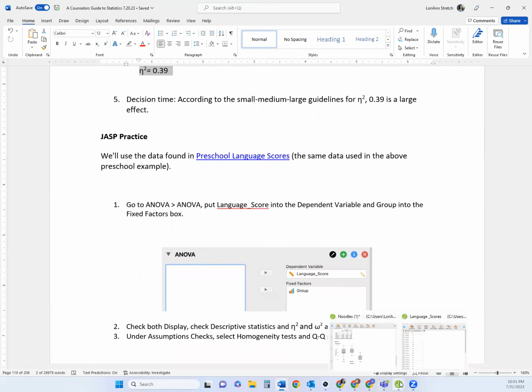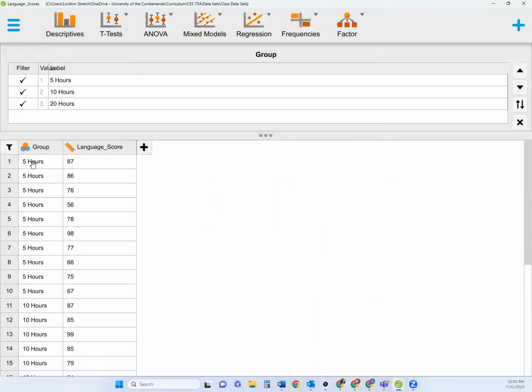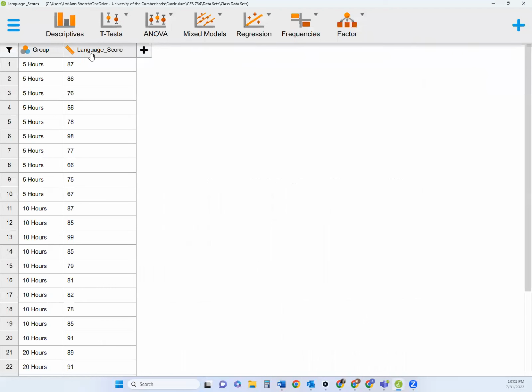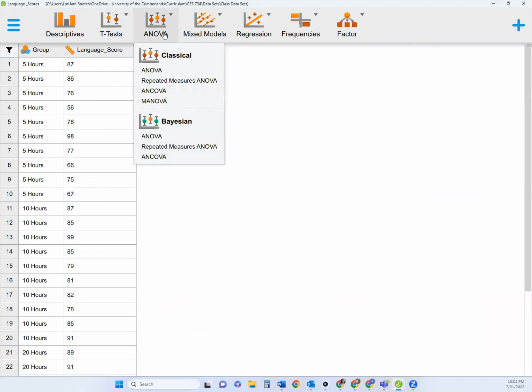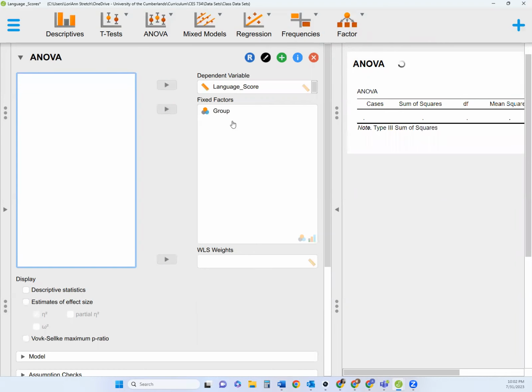Okay, so let's take a look at JASP. This data set is in your class file, your class data set. So this is JASP. You can see that the groups are set to nominal, which they should be because that's our independent variable, the number of hours. And then our language scores are all listed here. Note when you're setting up an ANOVA data set, you break it out by group. So you assign each person to what group they're in, and then you give their score. So group and score. We're going to go to ANOVA, classic ANOVA. We're going to put language score in our dependent variable. We're going to put group in our fixed factors.